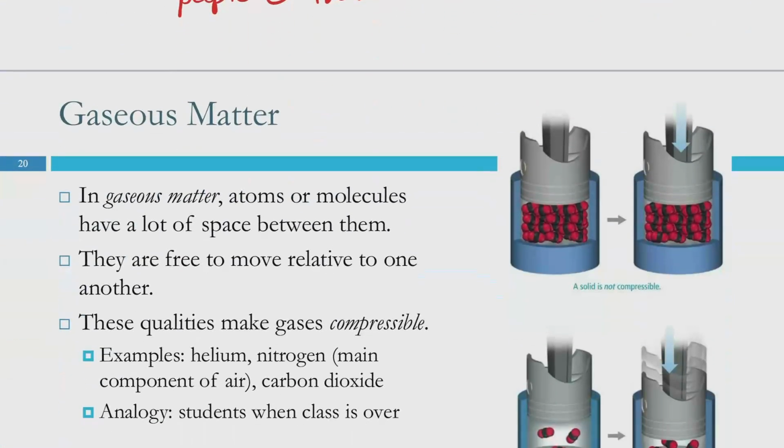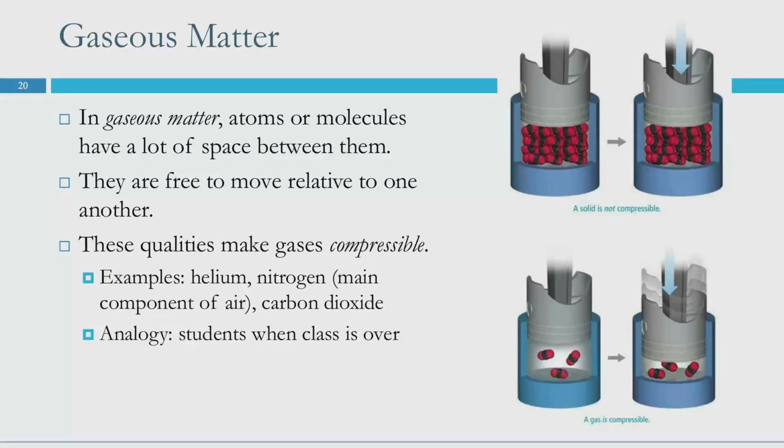And then we have gaseous matter, or gases. So in our gases, there's a lot of space. This is our only one that's not touchingly close. There is empty space between our particles, and they are free to move relative to one another because they're not touchingly close. Because of this, gas can be compressed. When you compress something, you reduce the amount of empty space.